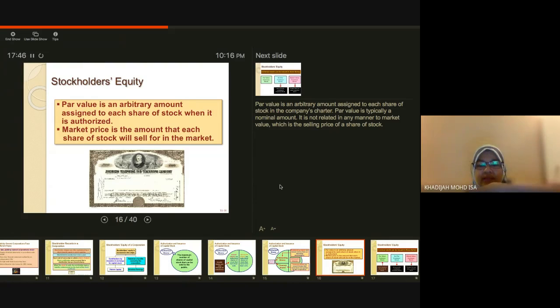The company must have at least 2 shareholders, so sometimes we call it a $2 company. Why? Because the company is owned by 2 individuals, since a company must have at least 2, and each one holds $1. That's why it's called a $2 company. So there are only 2 shareholders, and the investment in the company is only RM2, for example. Now suppose the par value is 1.